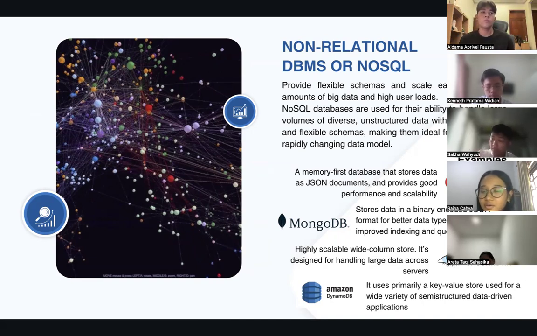Some examples of non-relational DBMS or NoSQL are Couchbase. Couchbase is a memory-first database that stores data as JSON documents and provides good performance and scalability. The second is MongoDB, which also stores data as JSON documents, for better data type support, and it has improved indexing and querying. The third one is Cassandra. It is a highly scalable wide column store designed for handling large data across multiple servers. And lastly, Amazon DynamoDB. It uses a key-value store that is used for a wide variety of semi-structured data-driven applications.